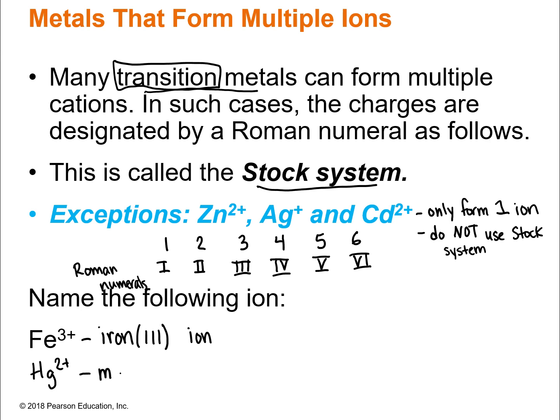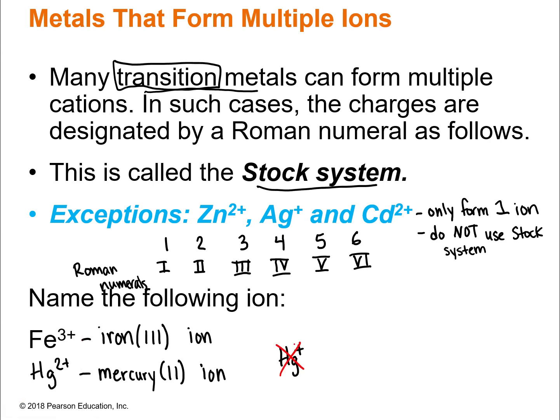You look up Hg, figure out that's mercury, and it's a transition metal. It's not one of our exceptions, so we're going to indicate the charge using the Roman numeral 2, followed by the word ion. Now I bring up mercury because it is a special case. The other charge that it can have is +1. However, you're not going to see this.